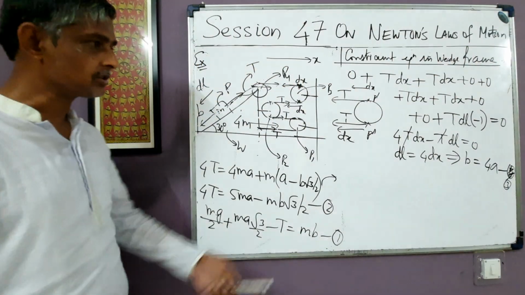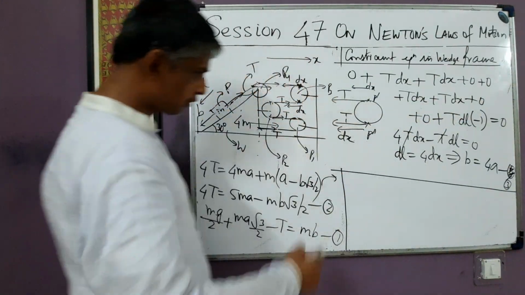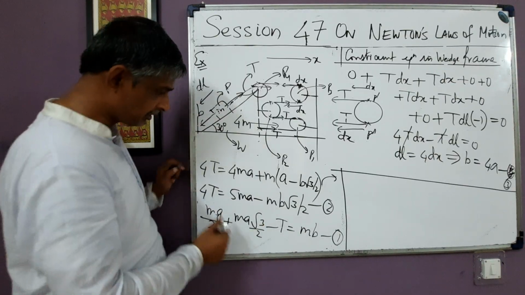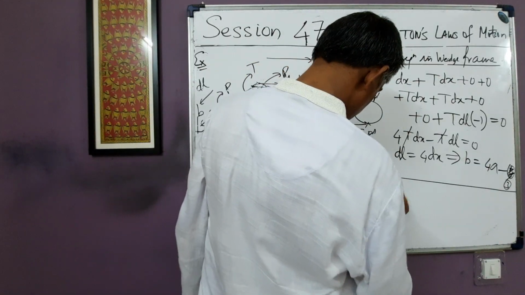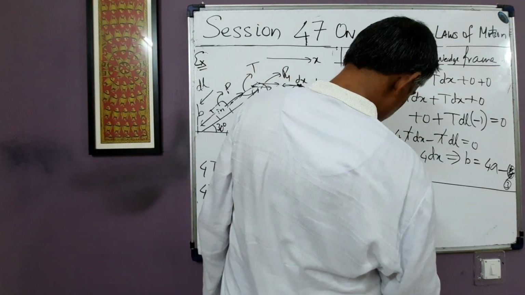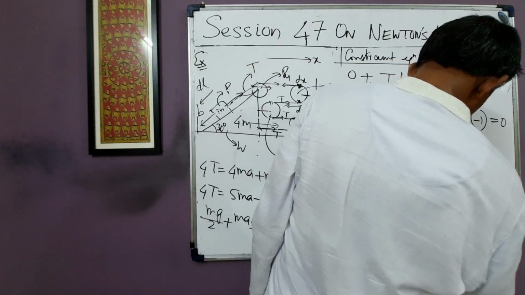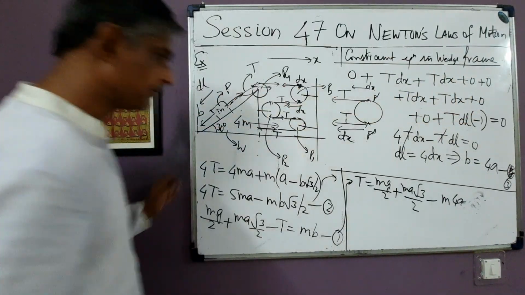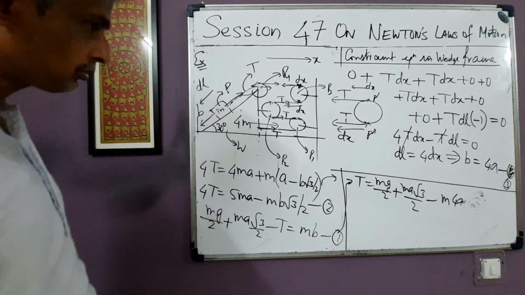Now we just have to solve these 3 equations, first, second and third, to get the required answer. So I eliminate T from this and substitute it in this one. In this, what do you see? T is equal to mg by 2 plus ma root 3 by 2 minus mb, and b is simply 4a. I have written T twice, no problem. So from this, and b equals 4a, I substitute here b equals 4a. So T becomes mg by 2 plus ma root 3 by 2 minus 4ma.